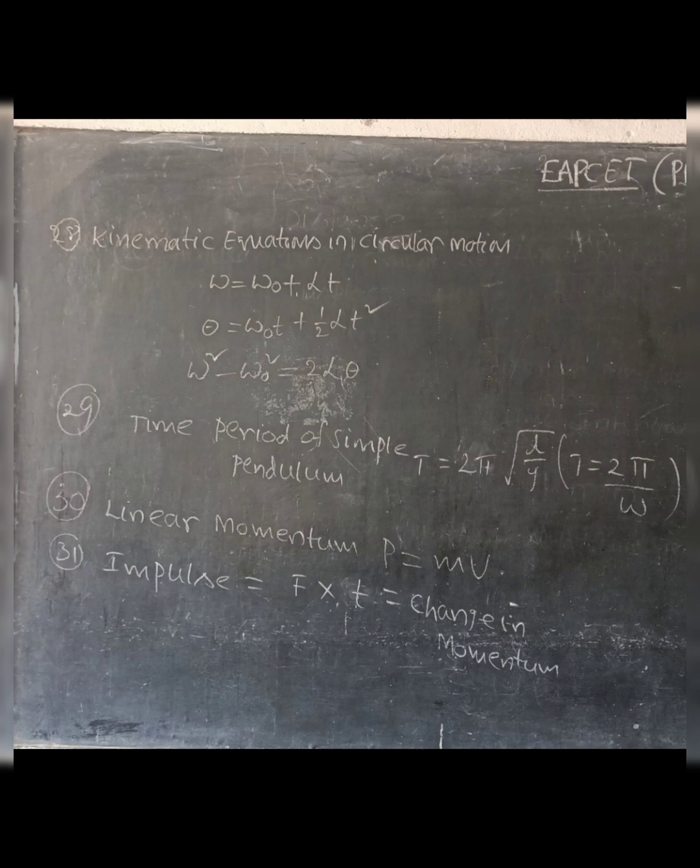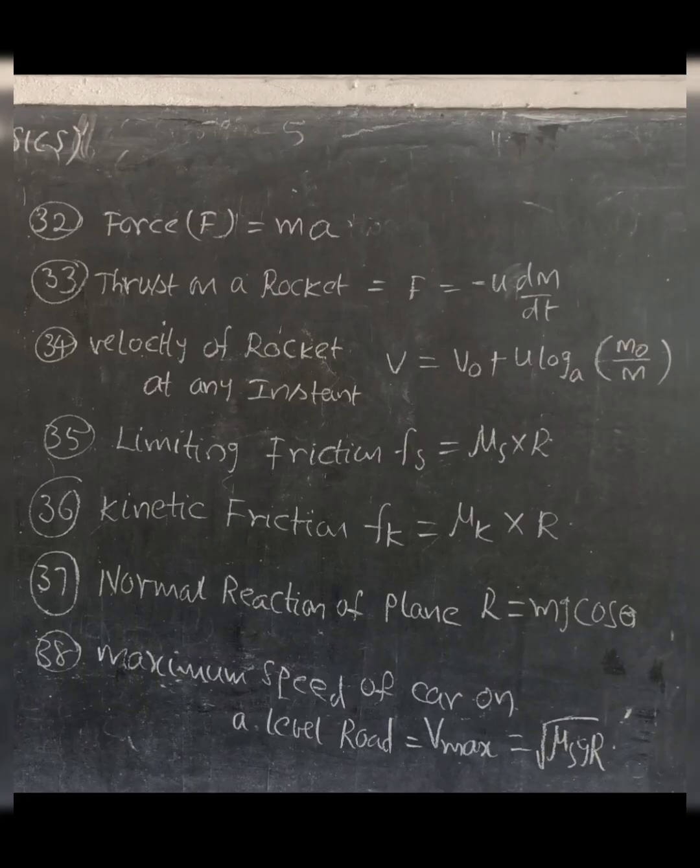Time period of conical pendulum, T is equal to 2 pi into square root of L cos theta by g. Time period of simple pendulum, T is equal to 2 pi into square root of L by g. Linear momentum, p is equal to m into v. Impulse is equal to force into time or change in momentum. Force is equal to mass into acceleration.